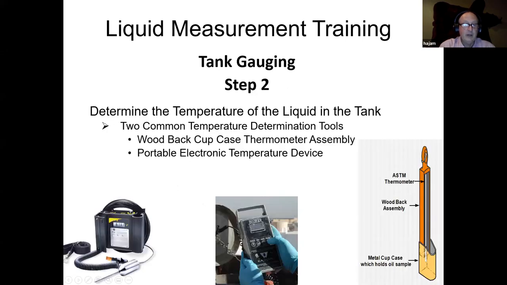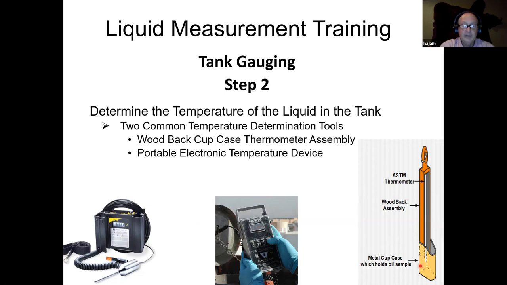We determine the temperature either using an electronic probe or a wood-back thermometer, which we talked about in the other presentation, where we put a total immersion thermometer into this container, lower it down into the tank to grab the temperature and read it manually. With these devices, we're reading them electronically. Although these are electronic devices, they also must be certified and verified on a regular basis. You cannot take for granted that the temperature has not shifted on these devices. So always verify and have them certified annually at minimum.